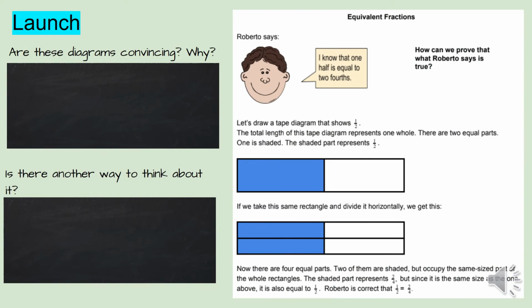Then they examine this reading of Robert's claim: "I know that 1/2 is equal to 2/4." Looking at the two diagrams, the question to the children is, are these diagrams convincing? Why or why not?